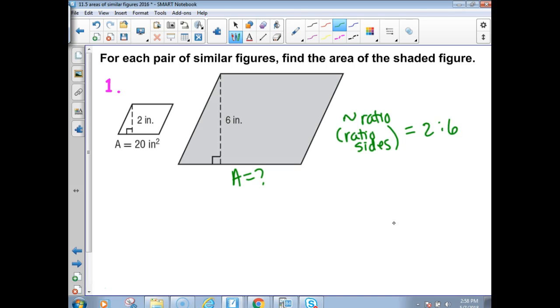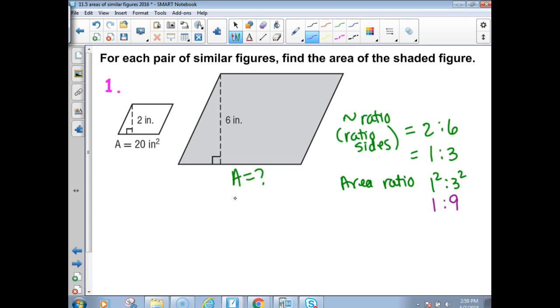We're going to reduce that. What would that be reduced? 1 to 3. Okay, now area ratio. What would it be? Well, you take those and you square them. It'd be 1 squared to 3 squared. You can actually write your proportion without even acknowledging what these values are, but it would be 1 to 9.